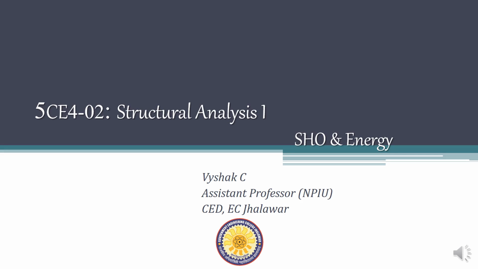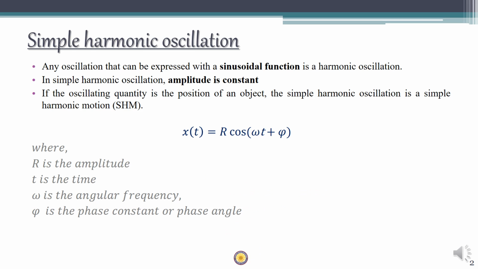Welcome back, students. In this lecture, we will discuss the topics simple harmonic oscillation and energy of oscillation, or energy in simple harmonic motion. So, simple harmonic motion: any oscillation that can be expressed with a sinusoidal function is called a harmonic oscillation. When the amplitude of this sinusoidal function is constant, it can be called a simple harmonic oscillation.